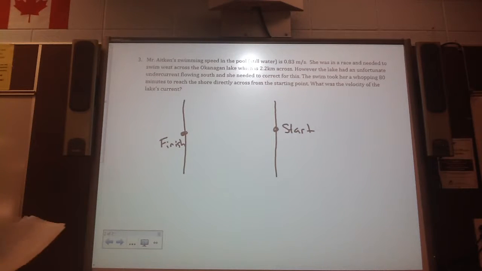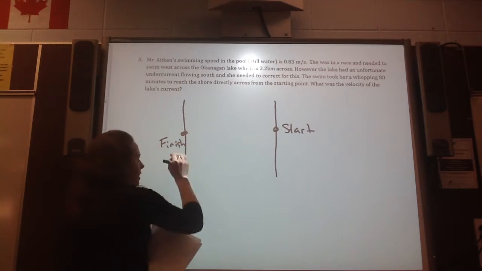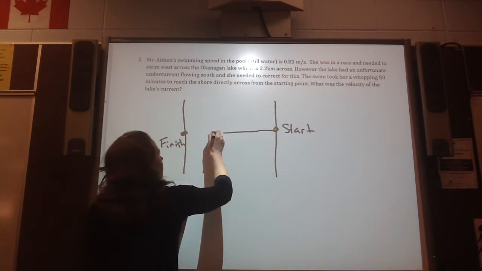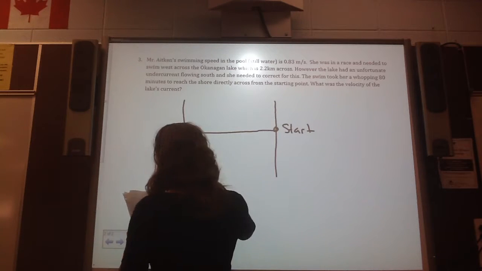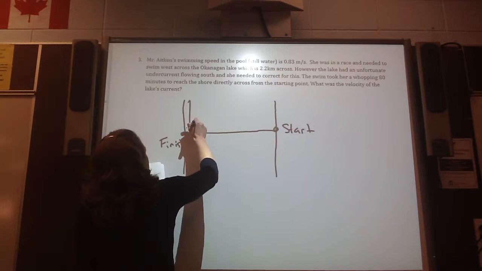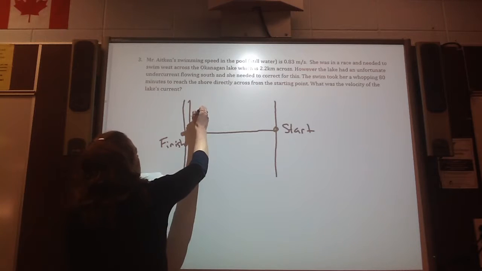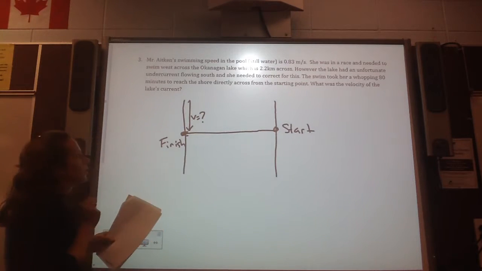So there's my start and my finish. So this is where I want to end up. Okay? If I was correcting for the, well, I should draw on the current here too. Here's the current. We know it's flowing west, so this V is what we're trying to find out.